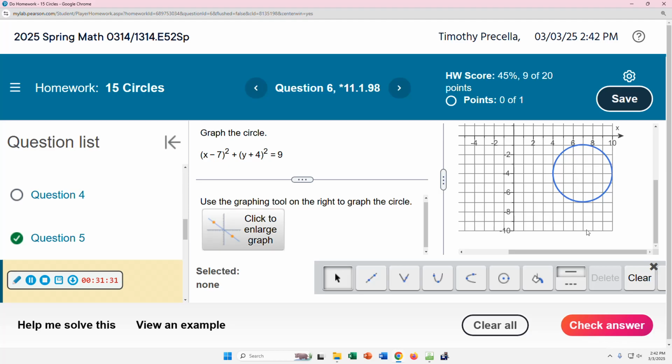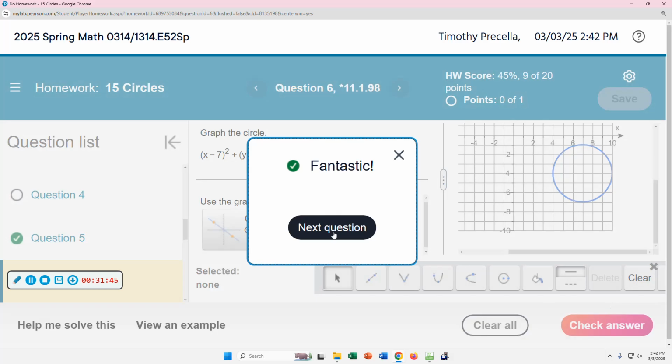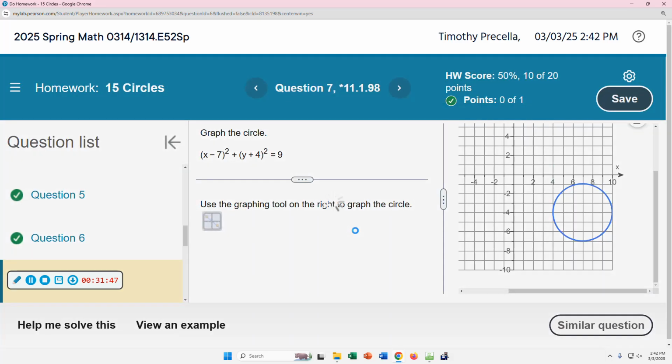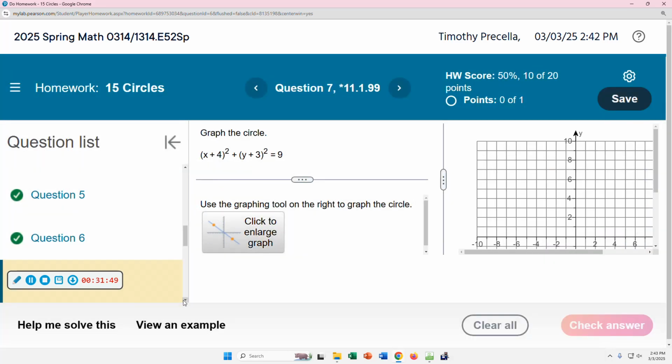Any questions on that? Is it clear how we got that center and radius? Change the sign, square root. That's important. Number 7 has the same instructions.